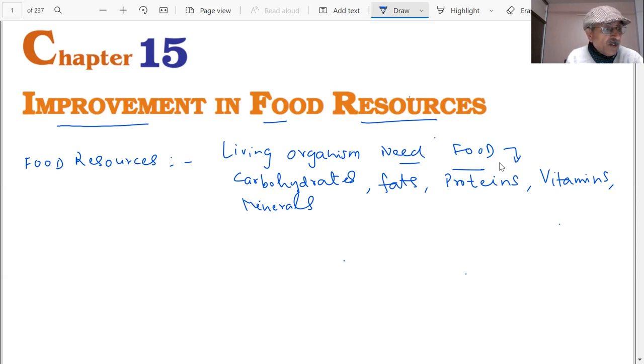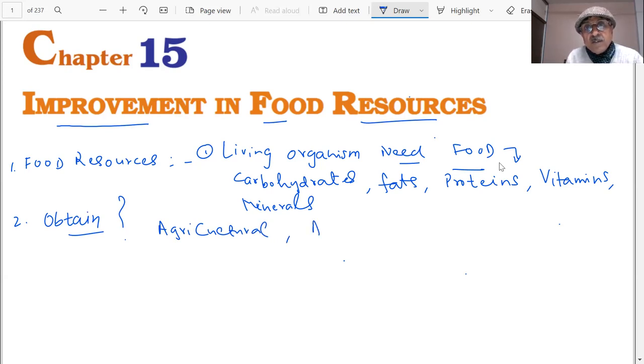The question is, where do we get it? Where do we obtain this food? We need food resources. From where will you obtain the food resources, mainly in your country? You have talked of agriculture. There are agricultural activities which are important. You are eating plants, fruits, vegetables, and animal products, what we call animal husbandry. So all these resources are there, and we need to improve.